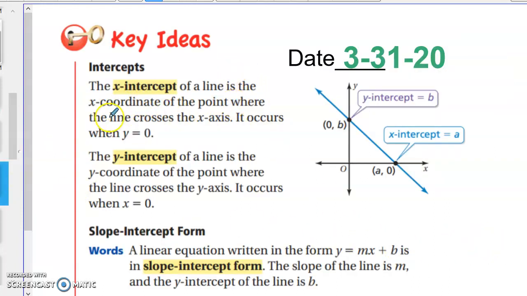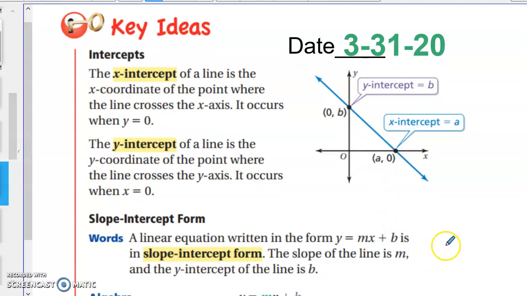The x-intercept of the line is the x-coordinate of the point where the line crosses the x-axis, and it occurs when y equals 0. So this point right there would be your x-intercept. The y-intercept of a line is the y-coordinate of the point where the line crosses the y-axis, and it occurs when x equals 0. So right there is going to be my y-intercept.